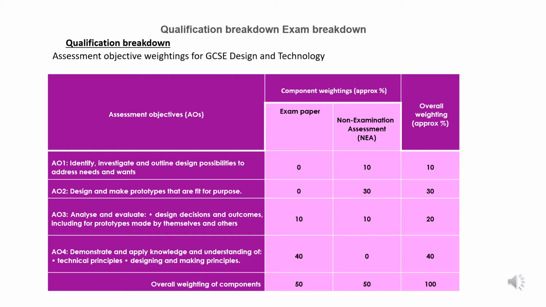This page breaks down different sections for your exam paper and your NEA, which is your coursework. Obviously there's different weightings throughout and it all totals up to 100 marks. 50% is your exam and 50% is your coursework, your NEA.